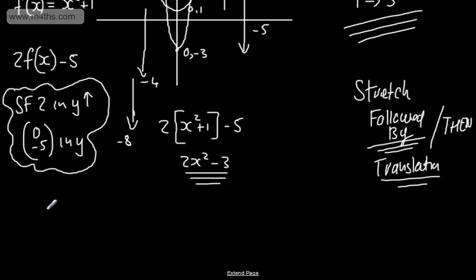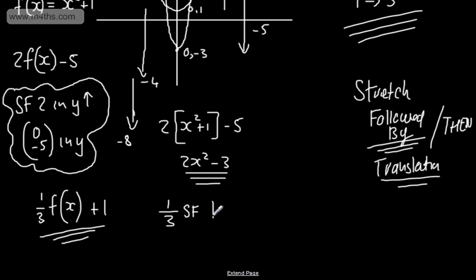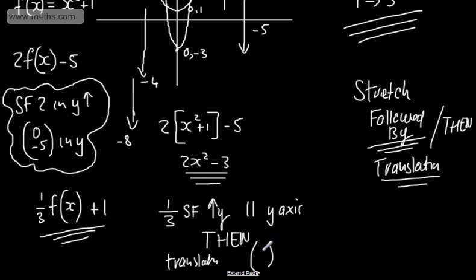So for example, if we had, let's say, 1/3 f of x plus 1, we would carry out the stretch first, then the translation. So we'd have a 1/3 scale factor stretch in the y direction, or parallel to the y-axis, just jotting this down. Then, or followed by, I like to write then, we would apply the translation, and the translation would be 0, 1, or we could say 1 unit in the positive y direction, or parallel to the y-axis.